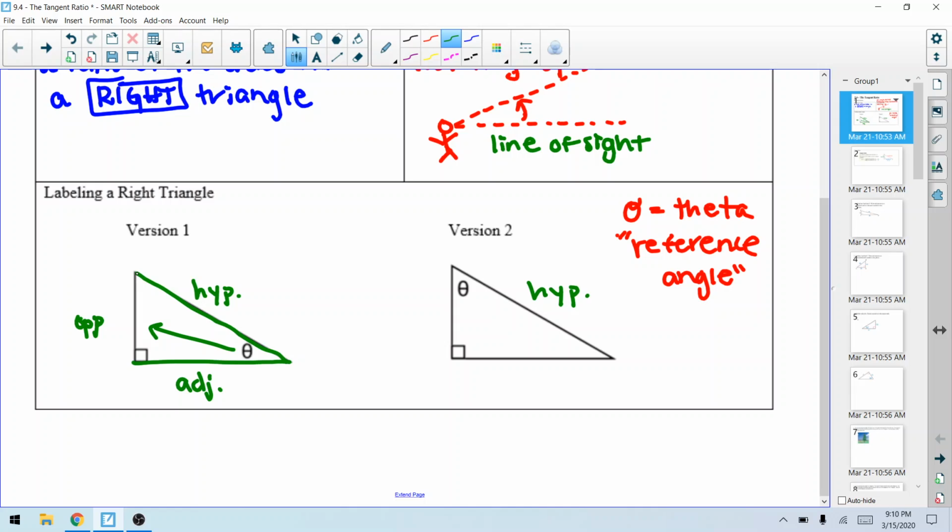On version 2, if I change where theta is, now I go across the triangle, this is now my opposite side, which means this is now my adjacent side. So by changing theta or changing your reference angle, you change the opposite and adjacent side.